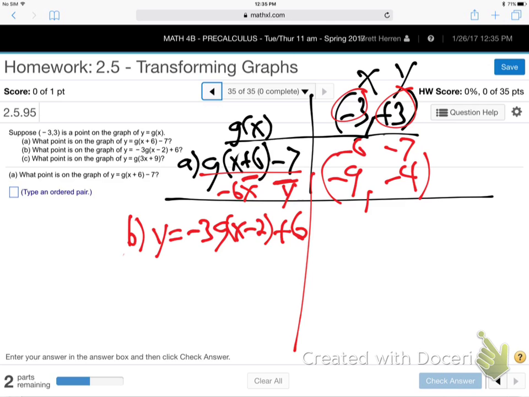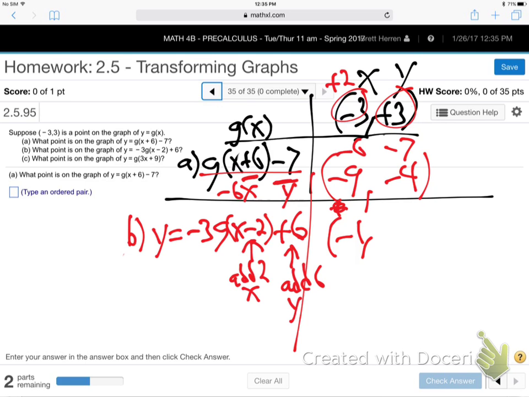Let me just show you. The trick is, you know what the minus 2 is going to do. No big trick there, right? That's going to add 2 to x, right? So go back to the original and add 2, so that would be what, negative 1? Well, we're going back to the original, negative 3, positive 3. So add 2. That's not the trick. The trick is the y. What is this plus 6 going to do right here? Well, it's easy. Add 6 to y, right?